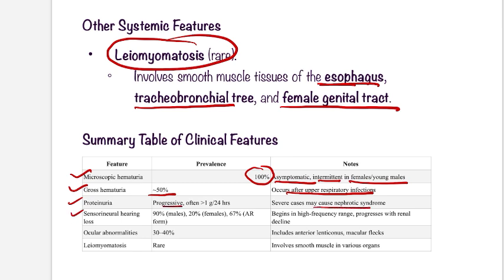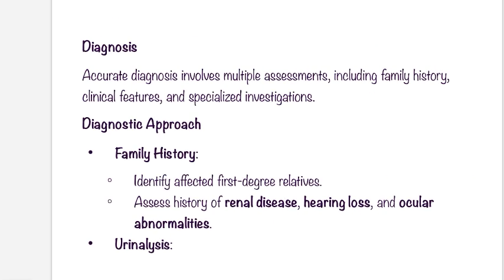SN hearing loss is seen in 90% of males, hemizygous males. It begins in the high frequency range, progresses with renal decline, and is never of congenital origin. Ocular abnormalities are seen in 30 to 40% of patients, including anterior lenticonus, meaning anterior bulging of the lens into the anterior chamber, macular flecks, and leiomyomatosis. Okay, so this is a rare condition.